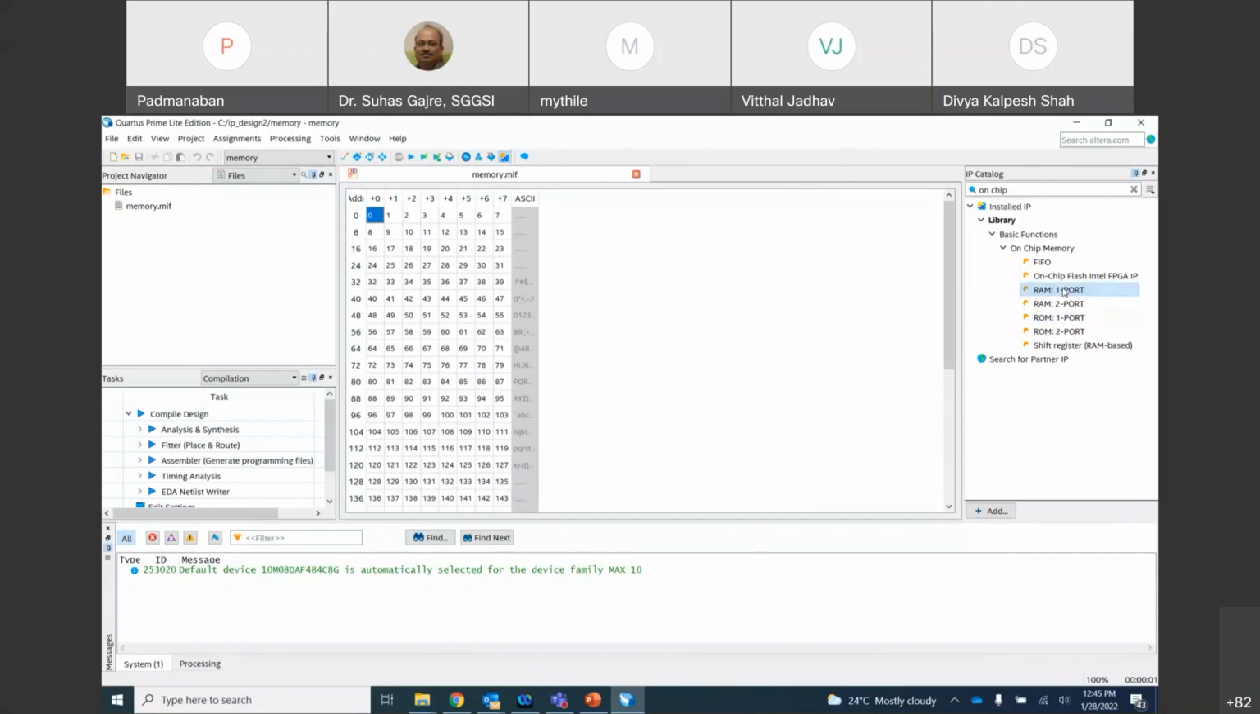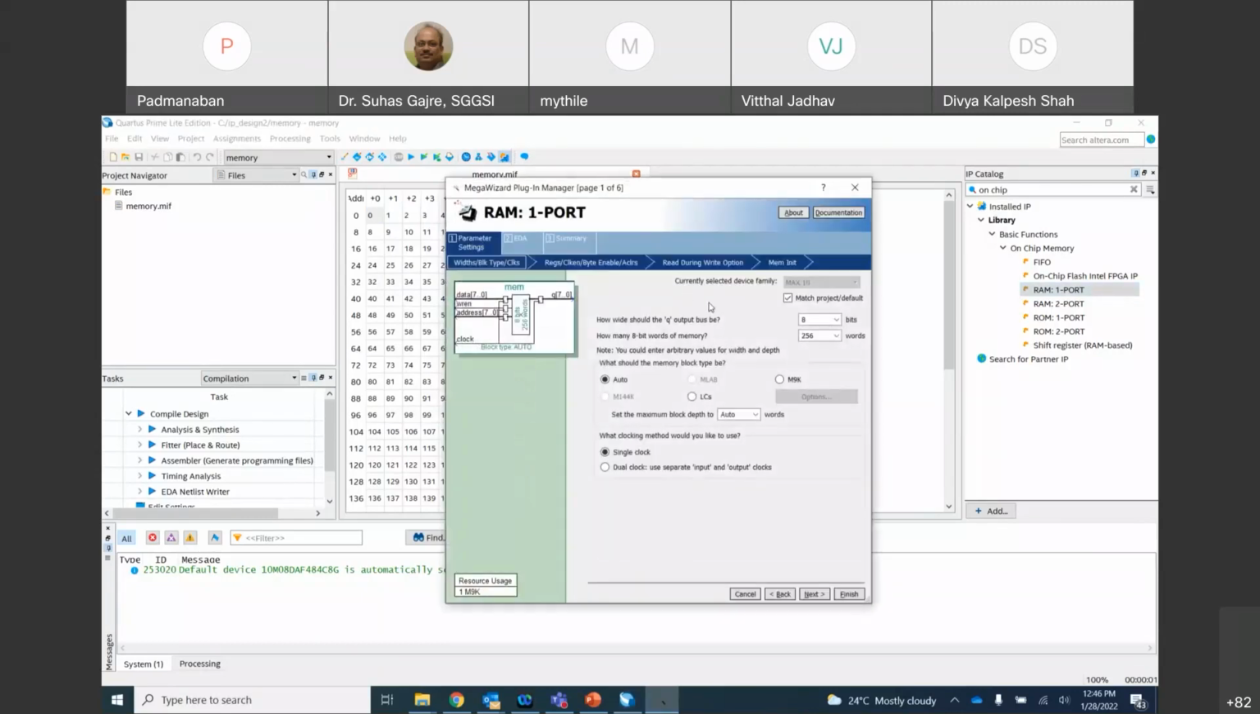Is that fine, sir? Yes, you can proceed. I was asking because if we have to do ECG signal processing or EEG signal processing, we can load one complete cycle and then read from that memory. Definitely, sir, it is possible. And there is a memory content editor which will help you to read those values also. Yes, thank you.